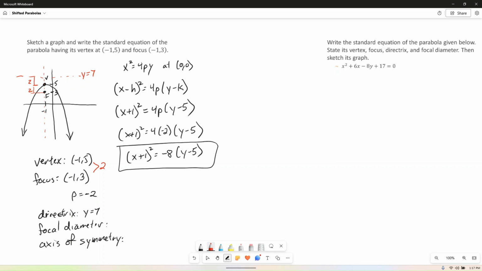Our axis of symmetry was the vertical line passing through the vertex and the focus, which means the axis of symmetry is x equals -1.